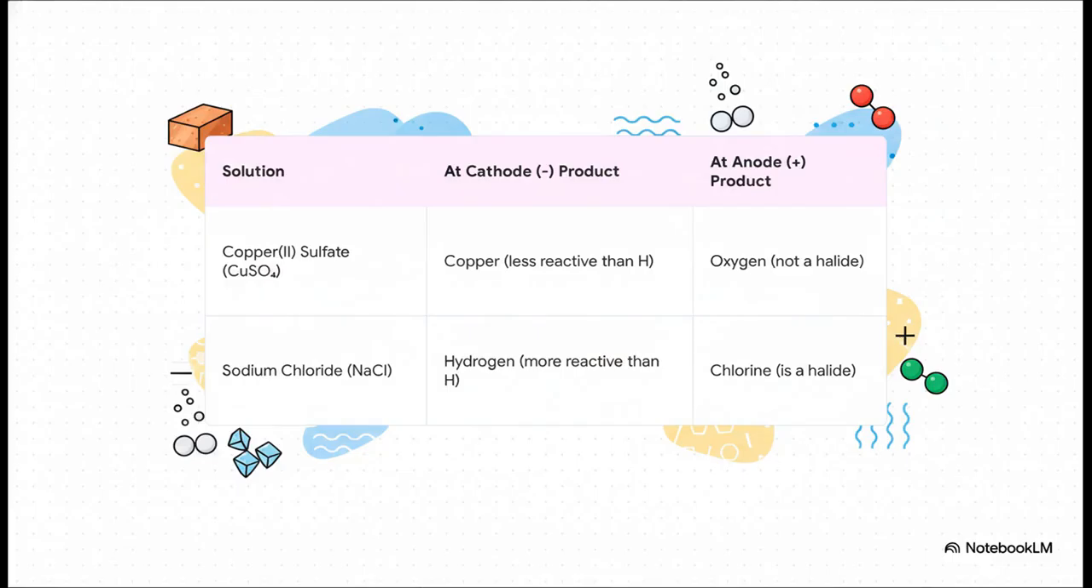Let's see these rules in action, shall we? Okay, copper sulfate. At the cathode, copper is less reactive than hydrogen, so ding, ding, ding, copper metal is produced. At the anode, sulfate is not a halide, so oxygen is what you get. Now for sodium chloride. At the cathode, sodium is way more reactive than hydrogen, so hydrogen gas wins. At the anode, chloride is a halide, so chlorine gas is produced. See, it's just a simple, logical process.